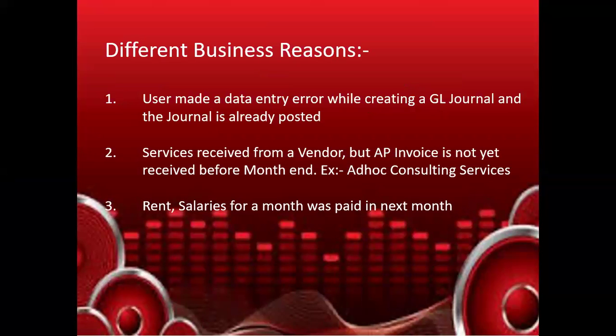There are different business reasons. The first business reason would be a user has entered a journal entry and the journal entry is already approved and posted, and then you realize that the account code combination, or the journal category, or the GL accounting date entered on the journal was not correct. Obviously, as the journal is already posted, you cannot delete it. So the only option left would be to reverse the journal entry. So that's one business scenario.